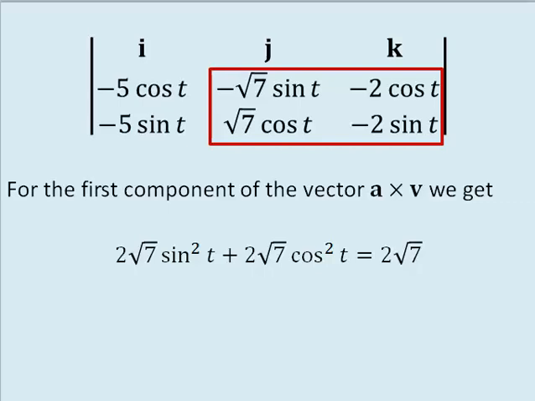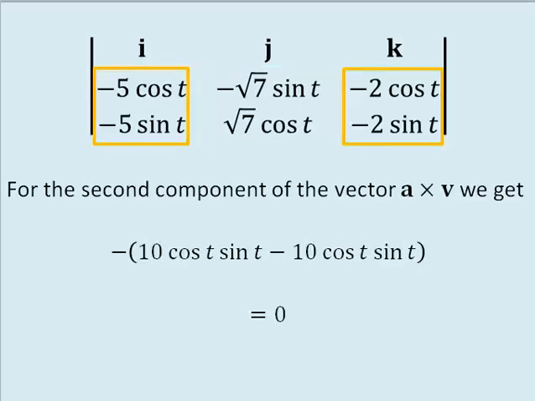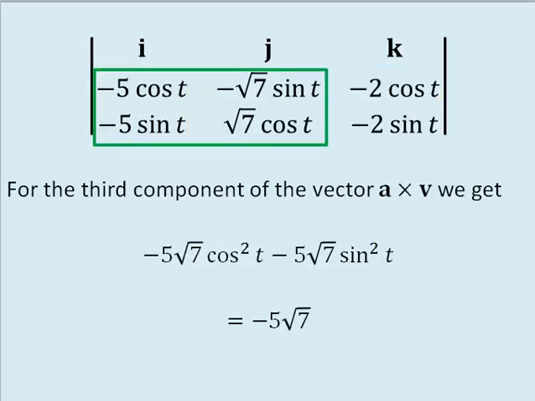For the first component, I use the Pythagorean theorem and I get 2 radical 7. For the second component of the vector, the J component, I get 0. For the third component of the vector, the K component, I get negative 5 radical 7. Again, I'm using the Pythagorean theorem.